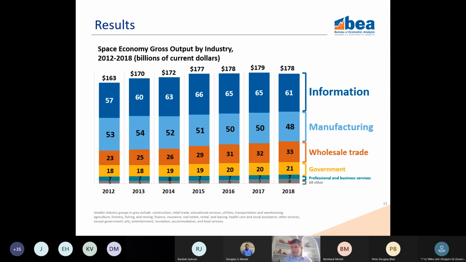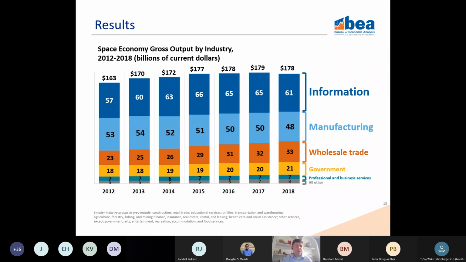And to wrap this part of the presentation up, I'll show some early results that show how different industries contribute to the production of output for the space economy. You can see here the information industry is the largest contributor to space economy output, largely tied to the telecoms industry. So that wraps up my discussion of satellite accounts.